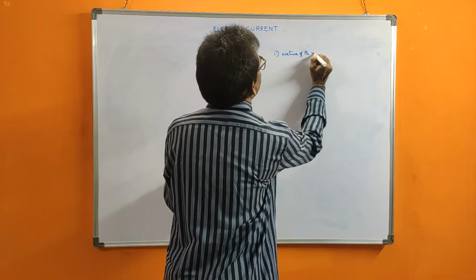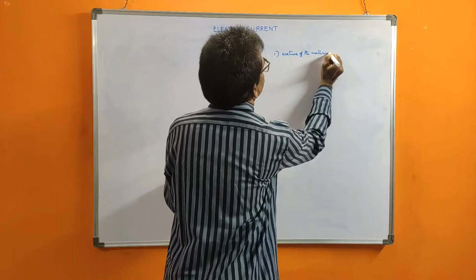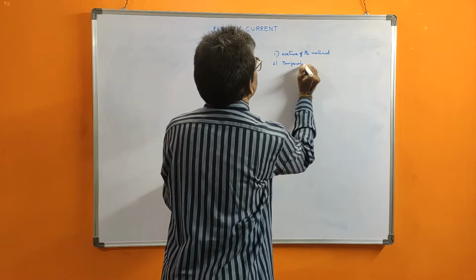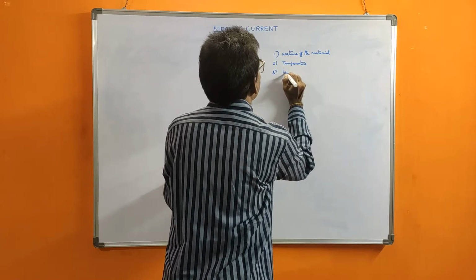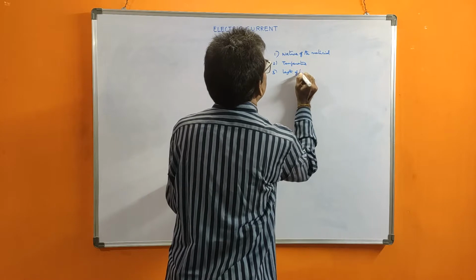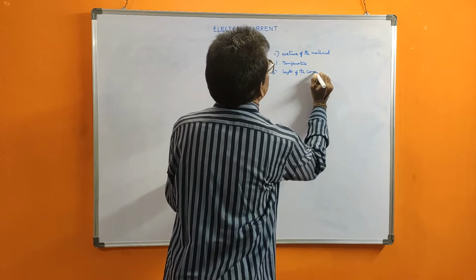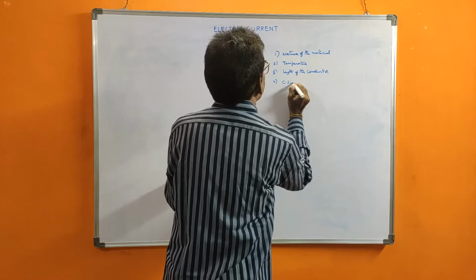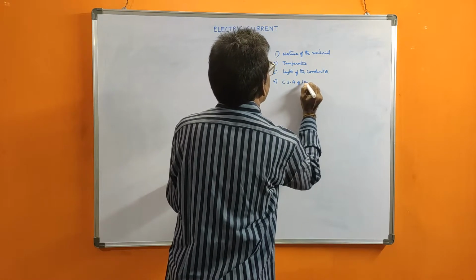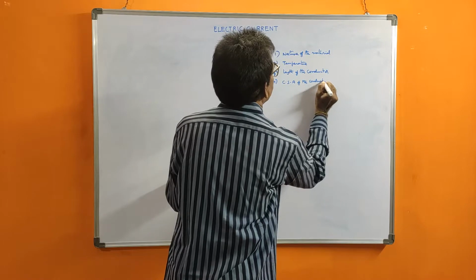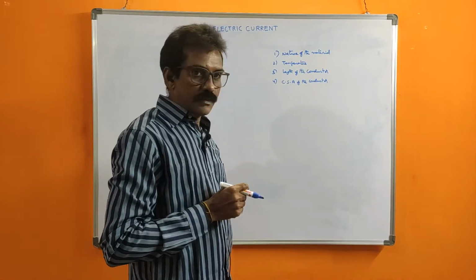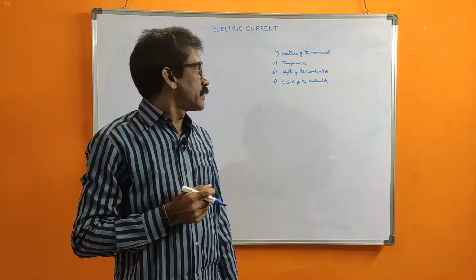the material, second one temperature, third one length of the conductor, fourth one CSA, cross-sectional area of the conductor. On these factors the resistance of the conductor depends. I explained that in the last video.